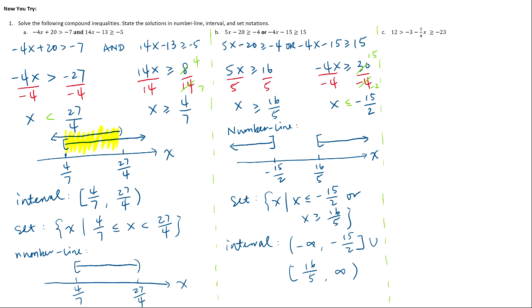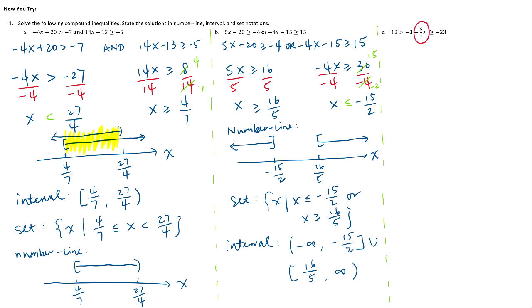Again, whenever you're ready, we can move on to part C. For part C, that's a three-part inequality again. Remember, whatever we do to one part, we repeat it to the other two parts with the same operation. And now we have negative 3 minus 5 over 4x in the middle. So the first thing we want to do is still isolate the variable term by itself. That means I want to get negative 5 over 4x by itself.